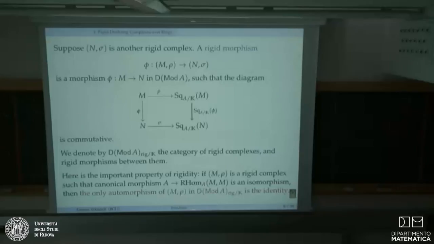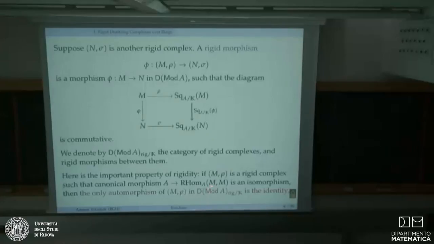Now, I can demonstrate by hand-waving what is the benefit of this. The initial benefit of this rigidifying construction explains the name. So suppose M is a rigid complex, M rho, with the property that the ring of endomorphisms of M in the derived category is precisely A. So A acts on it, and it should be everything. So it's bijecting to it.